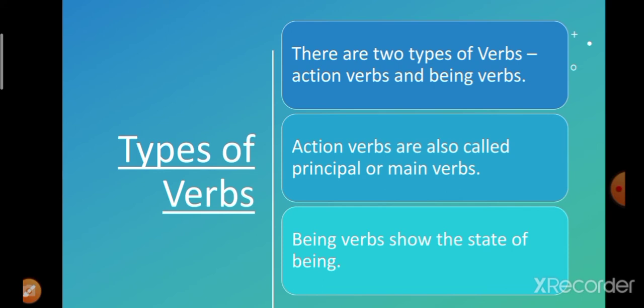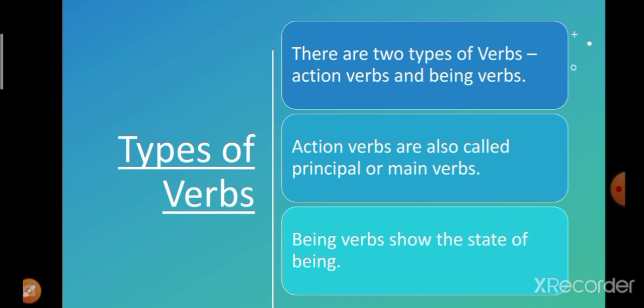Now there are types of verbs. There are especially two types of verbs, that is action verbs and being verbs. Action verbs are also called principal verbs or main verbs, whereas being verbs show the state of being. So how many types of verbs are there? There are two types of verbs. First one is action verbs and the next one is being verbs. And action verbs are also called principal or main verbs. Why? Because they give information about the actual action. That is why they are known as action verbs or principal or main verbs.